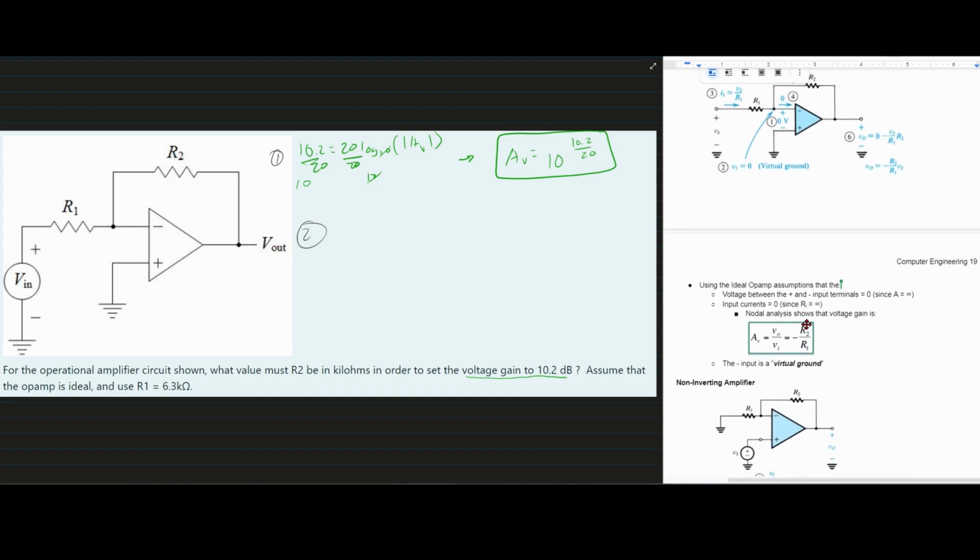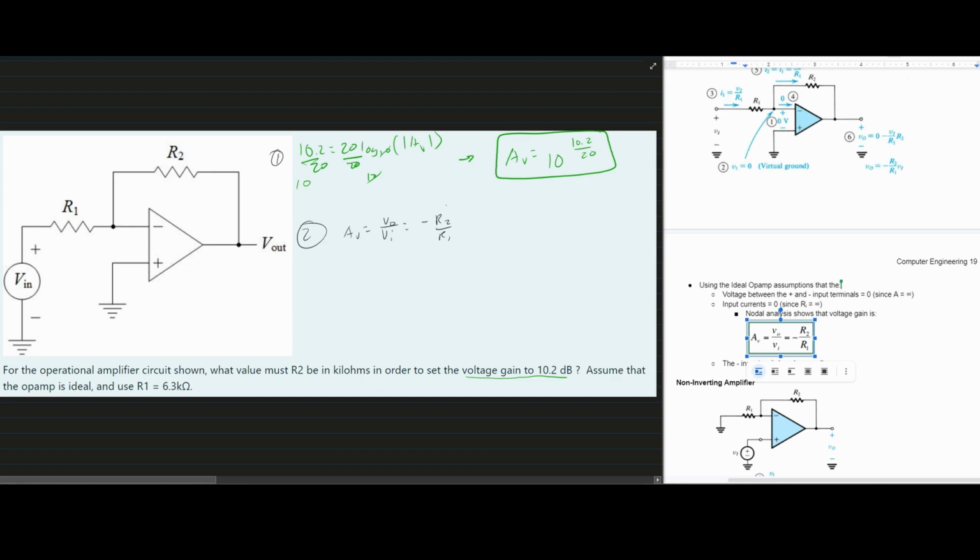And then we can look at our assumption right here. This is the equation that we're going to use for nodal analysis. So with this nodal analysis, we are going to have our A_V equal to V naught over V input, which is equal to negative R2 over R1. And this is perfect for what we want to find. We're going to be using this negative R2 over R1.